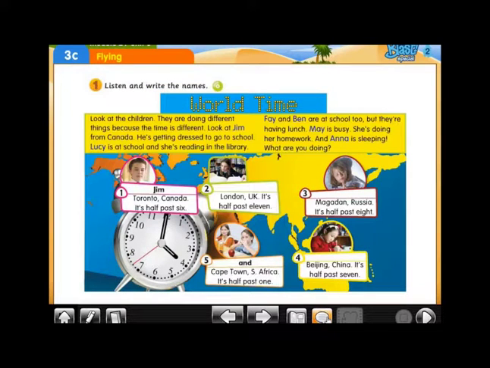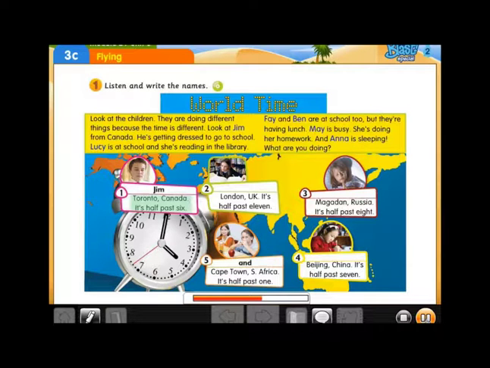Now, we will listen and write the names. One at a time. Lesson 3C. 1. Listen and write the names. World time. Look at the children. They are doing different things because the time is different. Look at Jim from Canada. He's getting dressed to go to school. Lucy is at school. And she's reading in the library. Faye and Ben are at school too, but they're having lunch. May is busy. She's doing her homework. And Anna is sleeping. What are you doing?